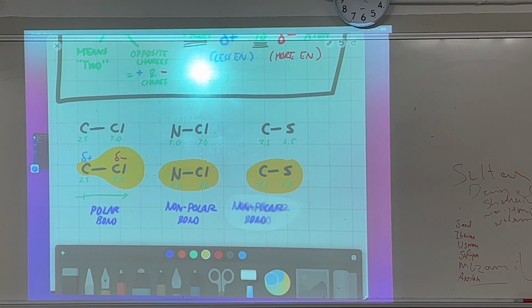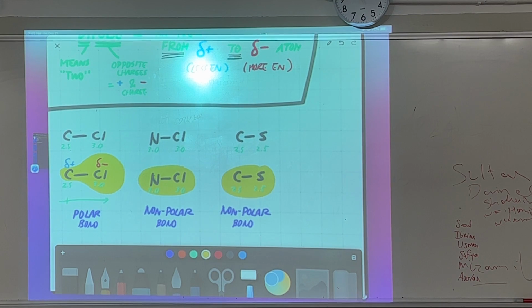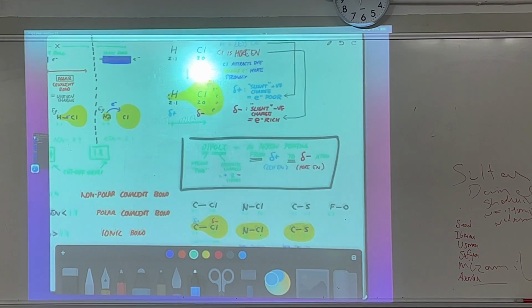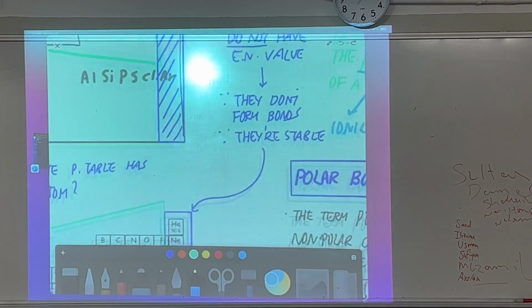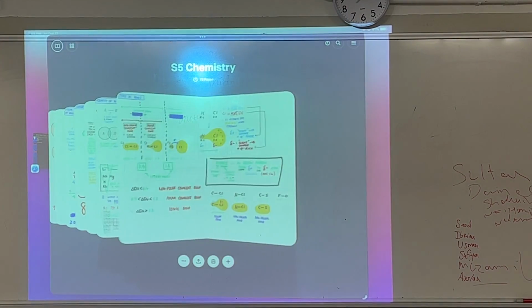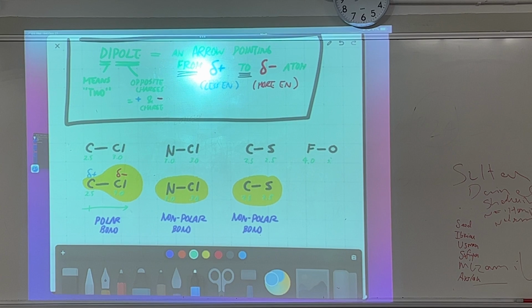And finally, we have the F-O bond. F has an electronegativity of 4.0, and O has an electronegativity of 3.5. So which atom will be delta positive and negative? F will be delta negative. We put the delta negative sign here and the delta positive sign here, and finally we draw the dipole pointing this way. This is what we do to find if a bond is polar.